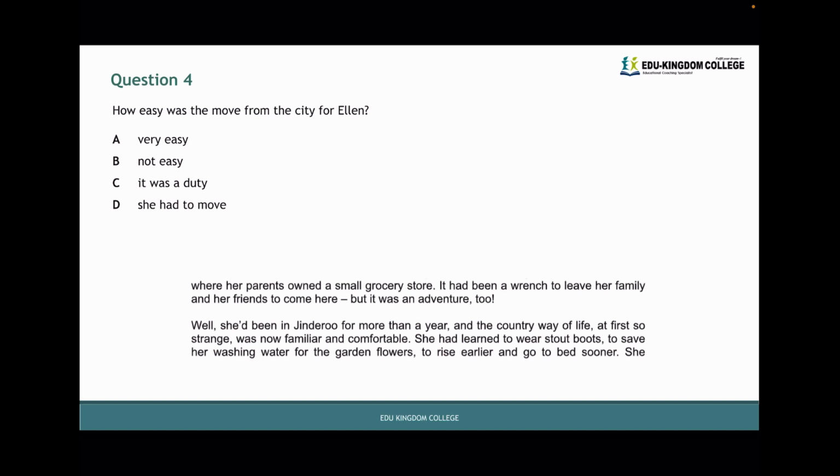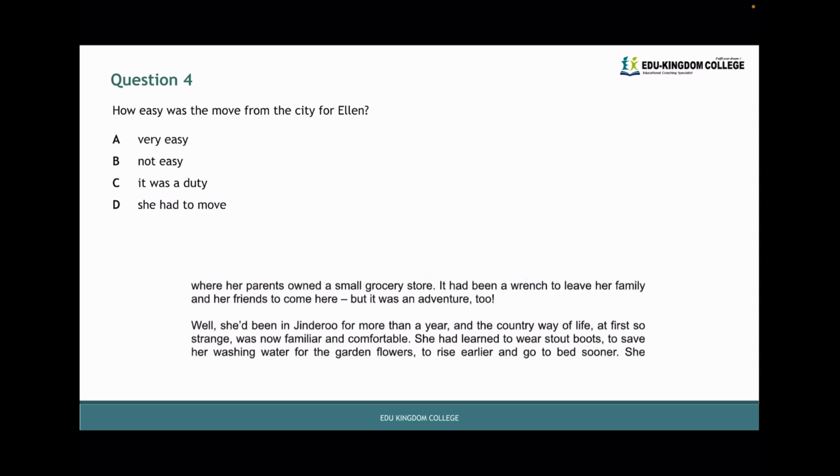Because of the extract I've put up on the board as well, we can see that Ellen has had a little bit of a struggle. For one, she did have to leave her relatives and her loved ones. But also, in the last sentence up on the board, she had learned to wear stout boots to save her washing water for the garden flowers, to rise earlier and go to bed sooner. So this change seems to be very unfamiliar and honestly quite difficult.